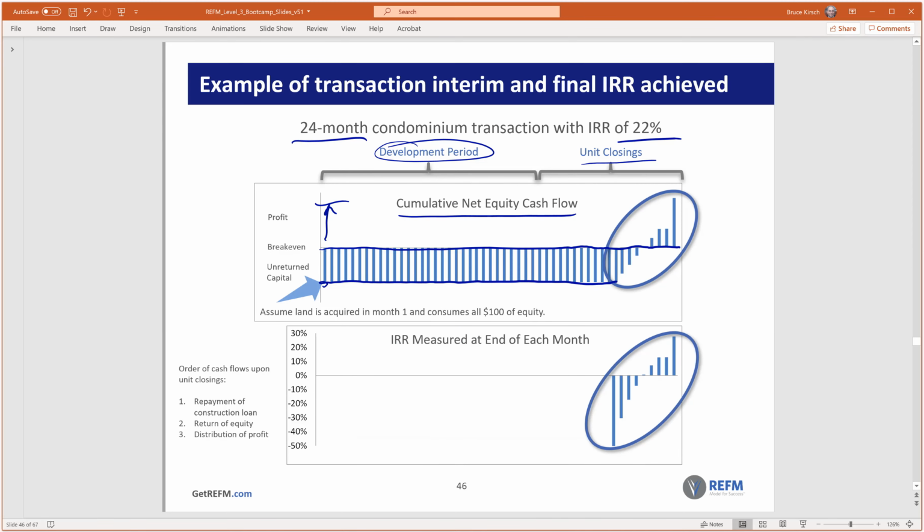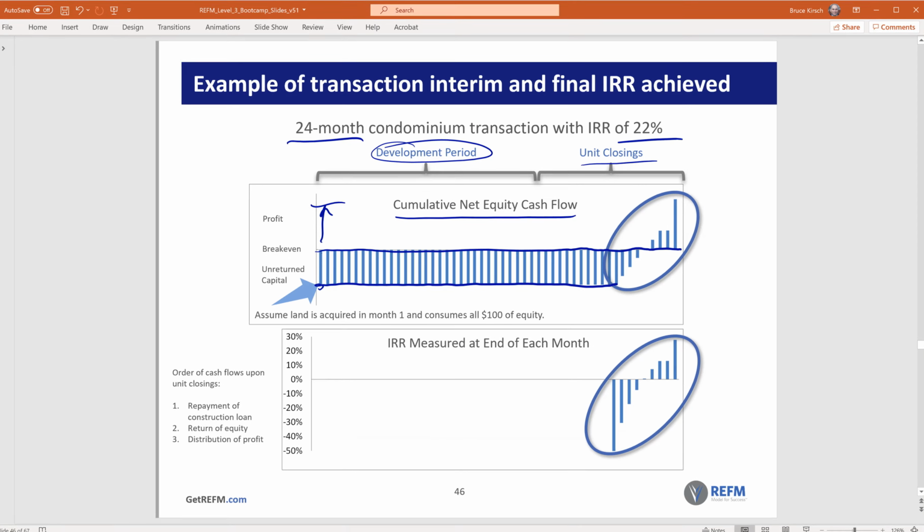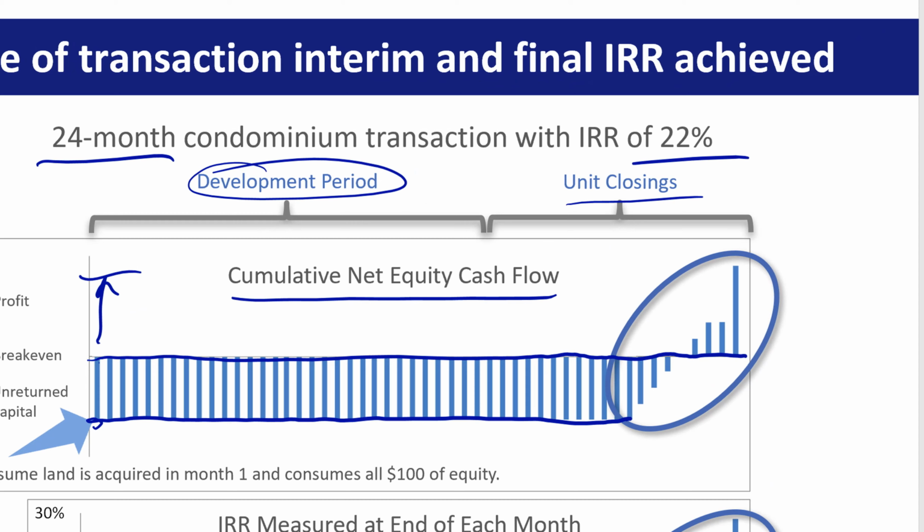And once we close the next unit, our net equity cash flow on a cumulative basis becomes less negative, and eventually hits break even. And assuming that we still have units to close, it's going to now become positive. And so this final bar is our total profit dollar number.